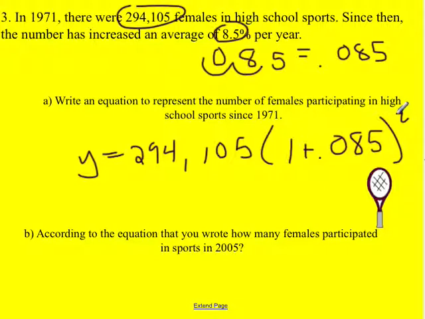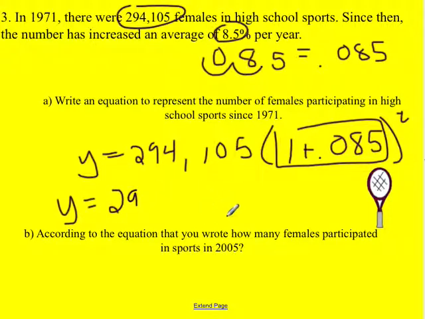Before I call this equation written, I want to go ahead and add those in the middle. So then I end up getting 294,105 times 1.085, and that's going to be raised to the t power. So that's the exponential equation that represents that situation.